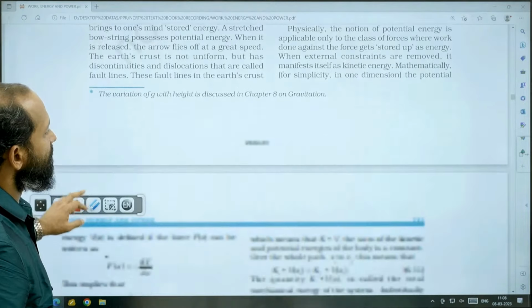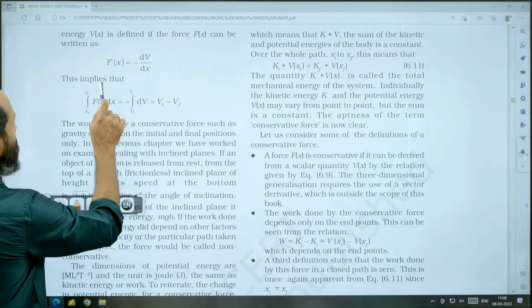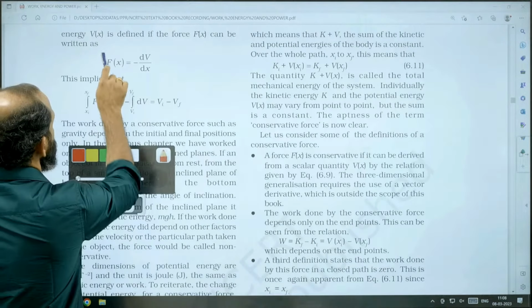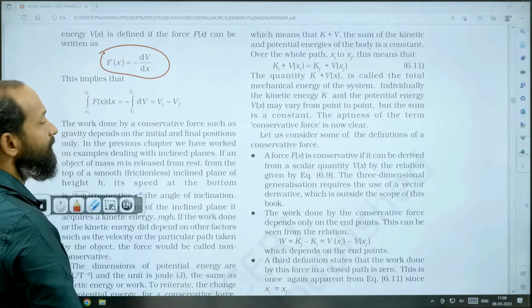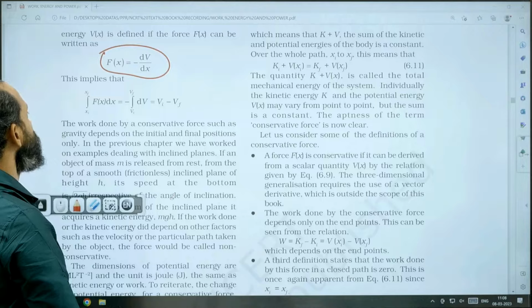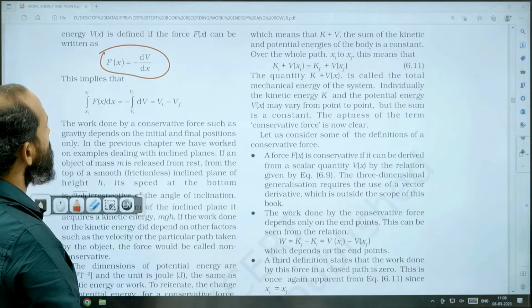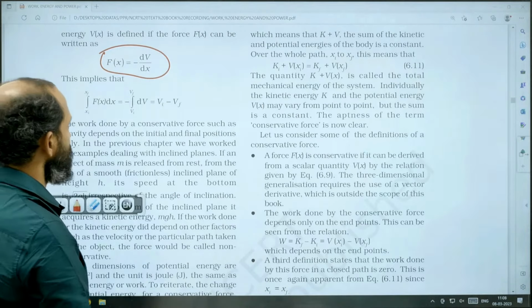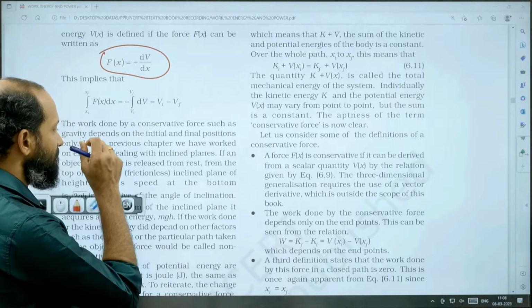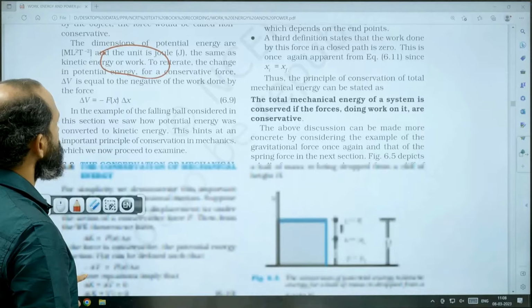The concept of potential energy we have discussed. A conservative force has its own potential energy. Every conservative force can be expressed as the negative gradient of potential energy. Potential energy decreases steeply in the direction of conservative forces.